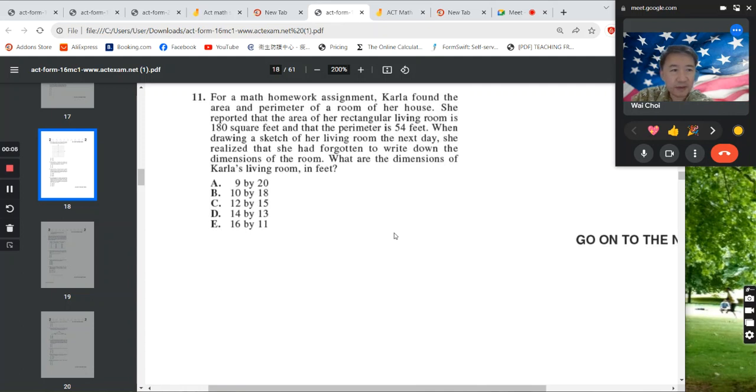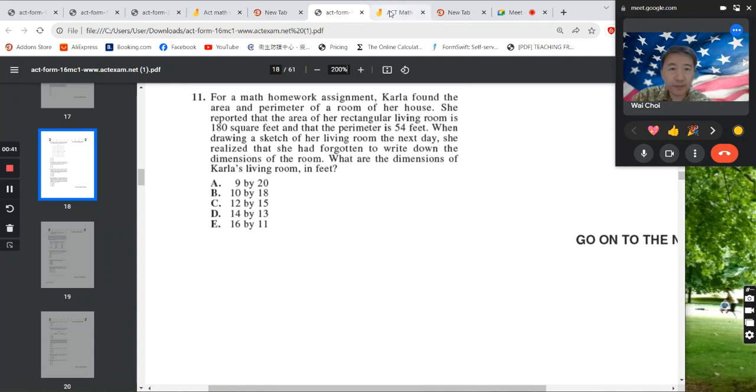Question 11. For a math homework assignment, Carla found the area and perimeter of a room of her house, and she reported that the area of her rectangular living room is 180 square feet and that the perimeter is 54 feet. When drawing a sketch of her living room the next day, she realized that she had forgotten to write down the dimensions of the room. What are the dimensions of her living room in feet?